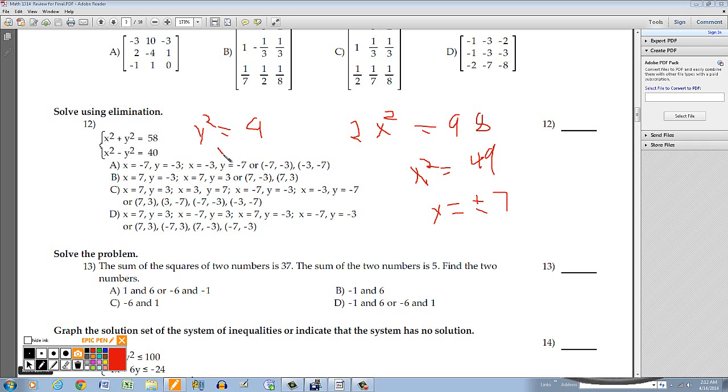Taking the square root, plus or minus, that tells me that y can be plus or minus 3. So when x is 7, y can be 3 or -3. When x is -7, y can be 3 or -3. So that's going to match up with answer D.